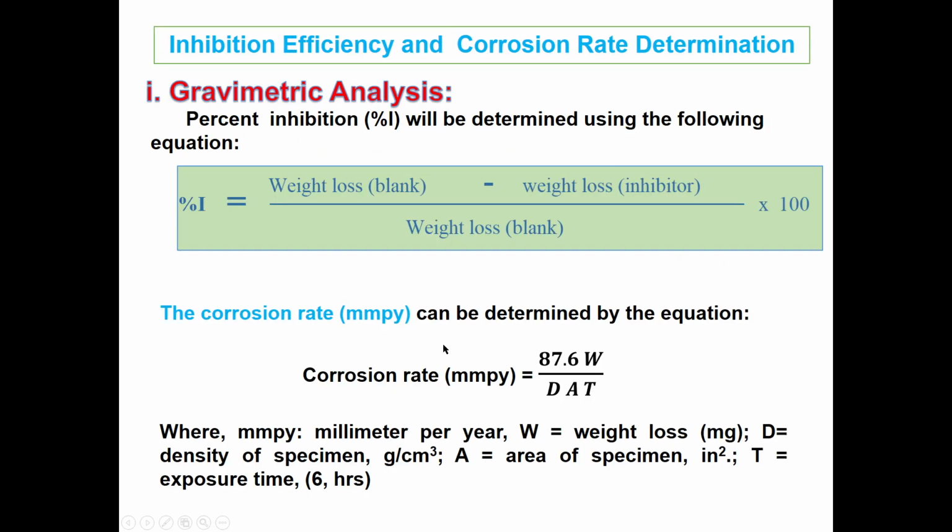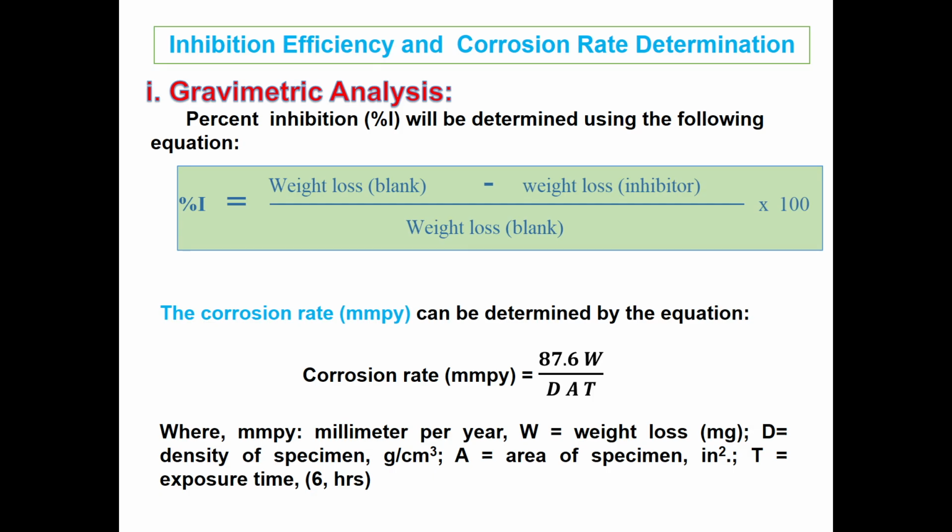In the gravimetric analysis, the percentage inhibition is calculated based on this relationship: the weight loss in the blank, that is without inhibitor, minus the weight loss with the inhibitor, per unit weight loss in the blank. So this inhibition percentage we checked for different concentrations and different temperatures also.